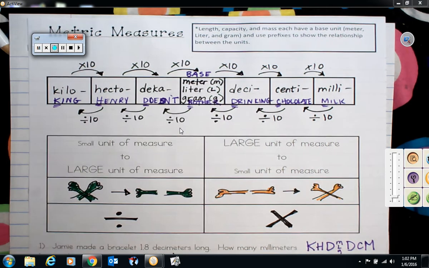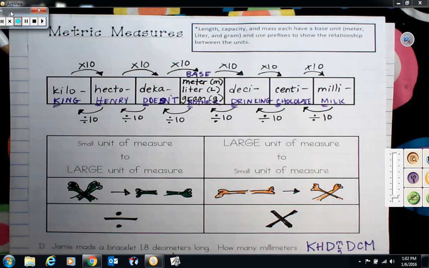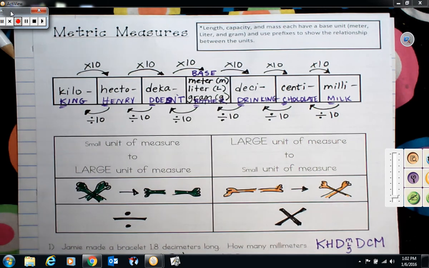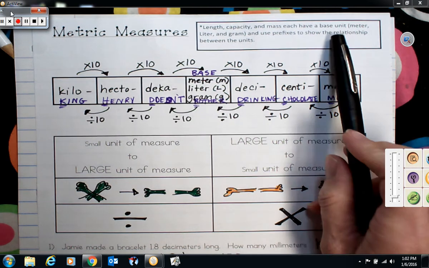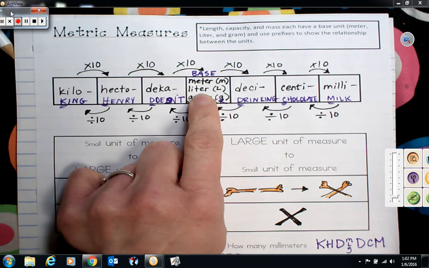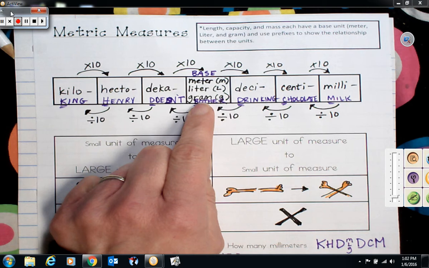Today we're talking about metric measurement conversions. And the great thing about the metric system that we've been talking about in class is that the metric system is based upon the number 10, just like our decimal system. So length, capacity, and mass each have a base unit. The base unit for length is meter, the base unit for capacity is liter, and the base unit for mass or weight is gram.